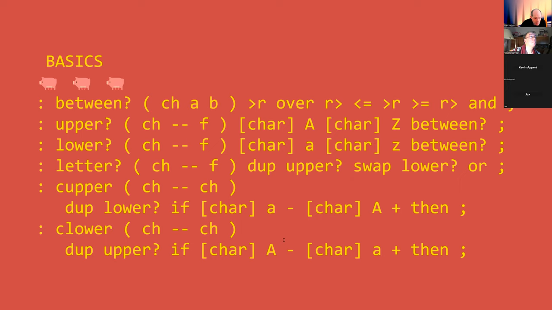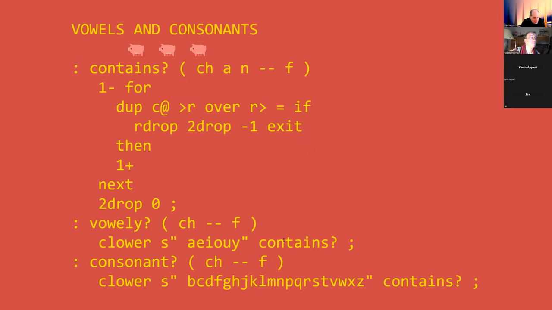And so this took a lot more boilerplate. This took a lot more complexity than I was expecting, and I didn't anticipate it would be as challenging as it proved to be. I used a bunch of helping words between to figure out if you're in a certain range, based on which I defined an upper and a lower, a check for something being a letter, C-upper to convert a character to upper, and C-lower to convert it to lowercase.